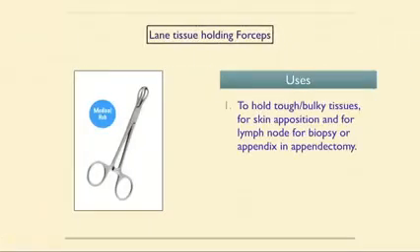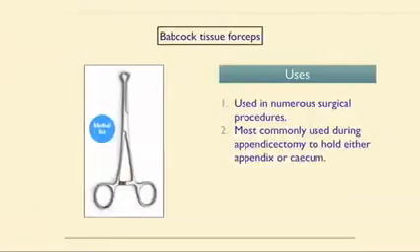Next instrument is Lent tissue holding forceps. It is used to hold tough or bulky tissues for skin apposition and for lymph node for biopsy or appendix in appendectomy. Next instrument is Babcock tissue forceps. So it is used in numerous surgical procedures, most commonly used during appendicectomy to hold either appendix or cecum.